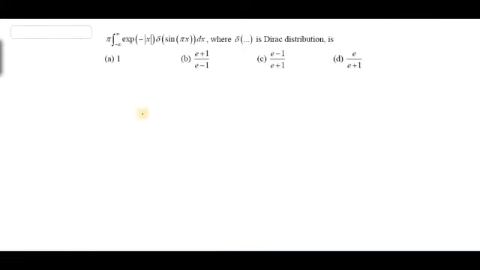So this is a question based on the Dirac delta function. Look here, e power mod x is there, e power minus mod x is there. I'm going to plot this function. Just look at how it is going to look.